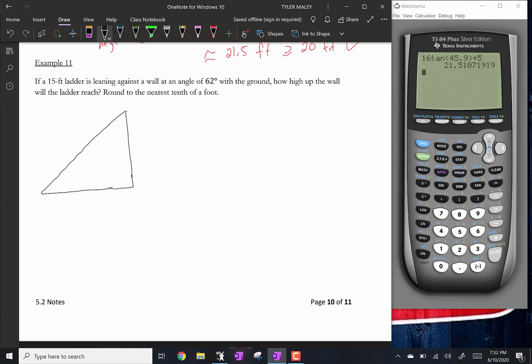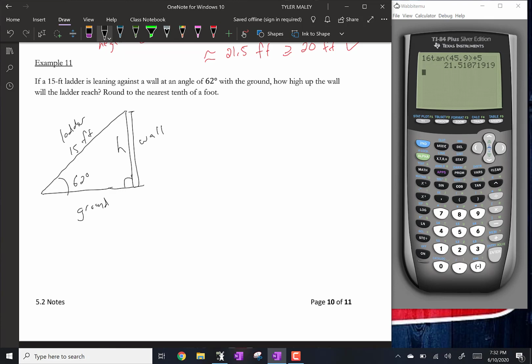So we can think about this being like the floor. This is the wall. And this is my ladder, right? The ladder is 15 feet in length. This angle is 62 degrees, right? We're told it makes that with the ground, right? So I guess instead of saying floor, we could say ground, just to be consistent. And then what we're trying to find is how high up the wall the ladder will reach. So we're trying to find this distance, so maybe just call it h for height, right? Height of the ladder. That's what we're trying to find.